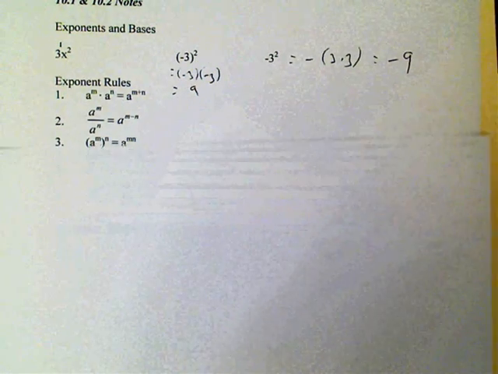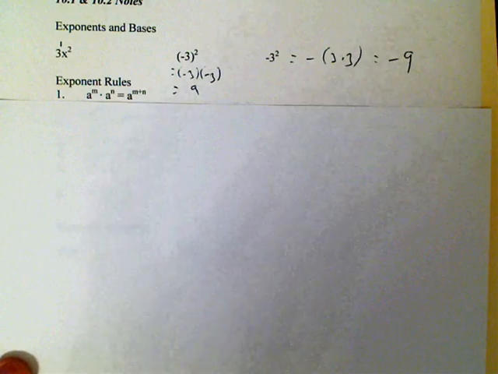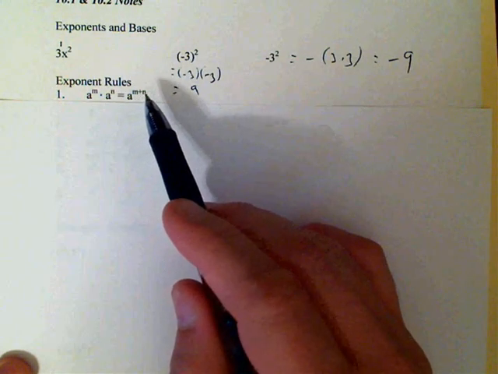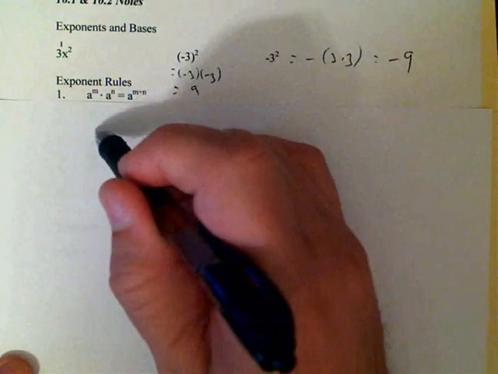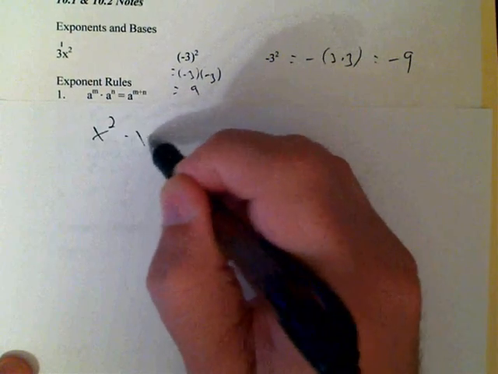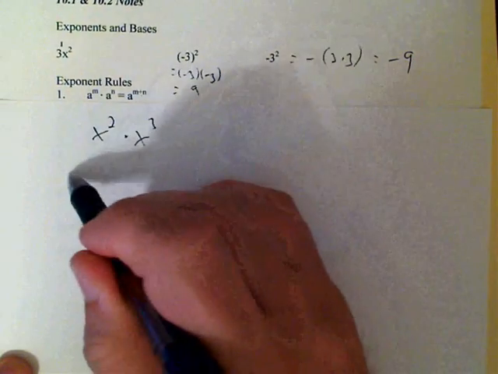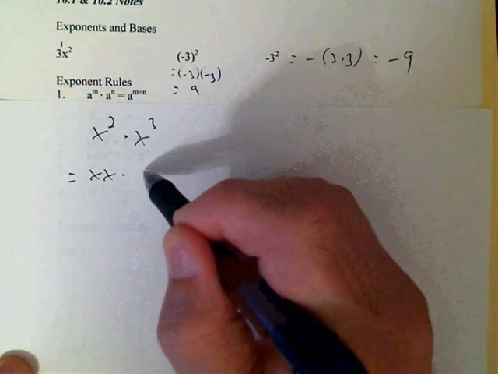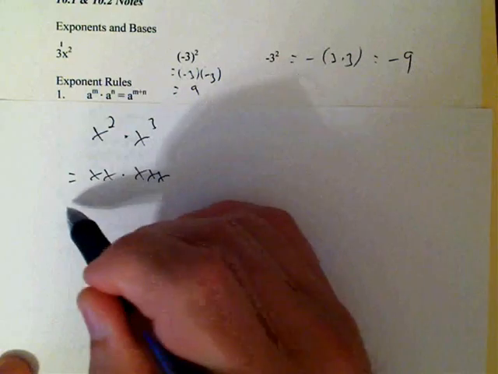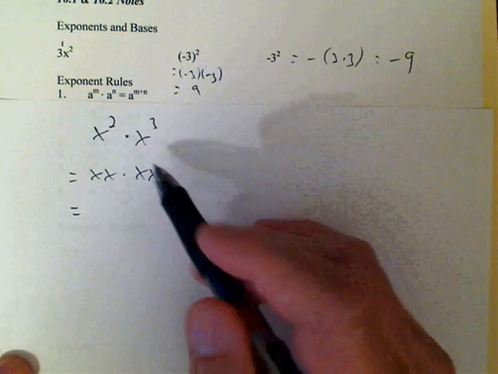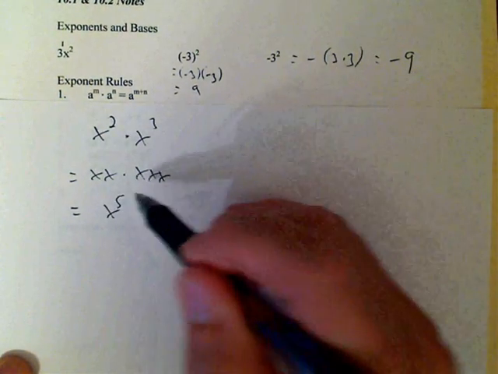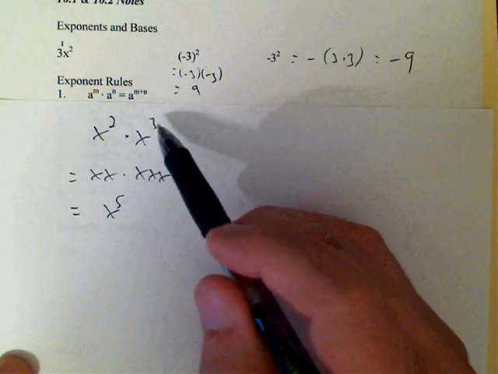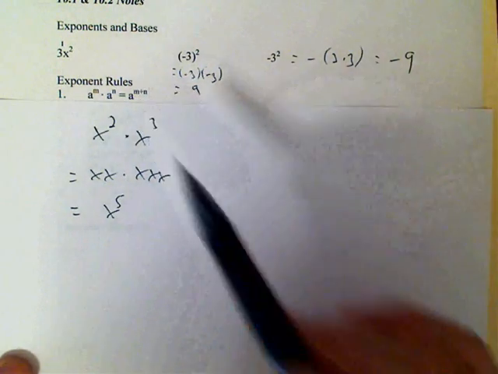Now this first rule basically says when you multiply like bases, you keep the base and you add the exponents. Now I'm going to give you a little example on why this is true. X squared is the same as x times x. X cubed is the same as x times x times x. If I ask you how many x's are being multiplied together, you would say 5. But a faster way to get to this 5 is to add the 2 and the 3. That's what this rule states.